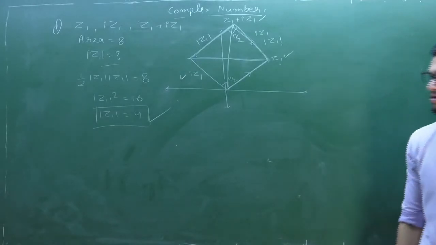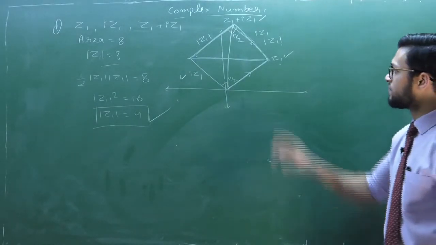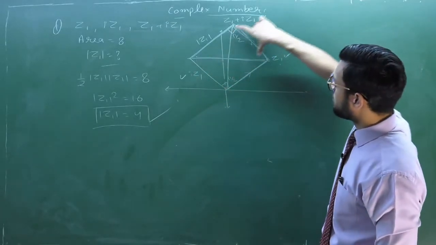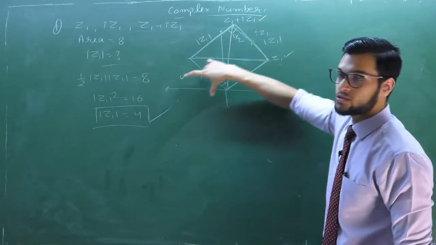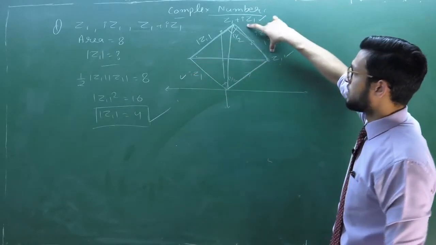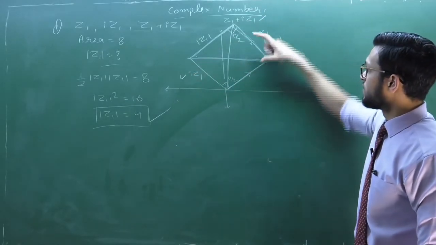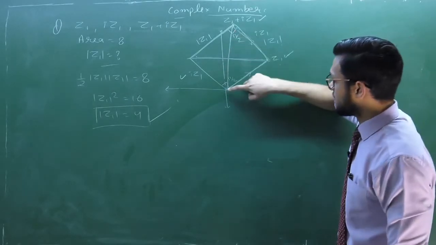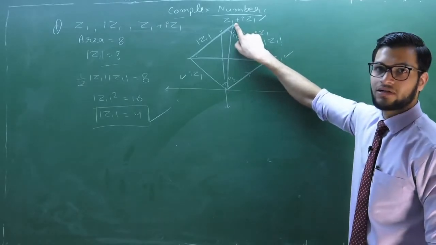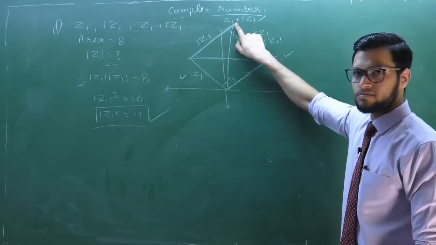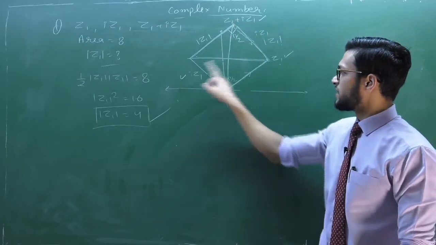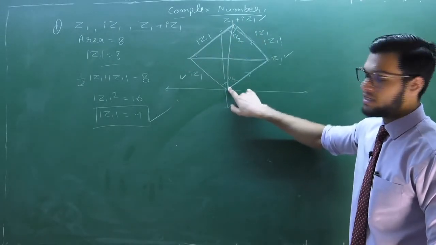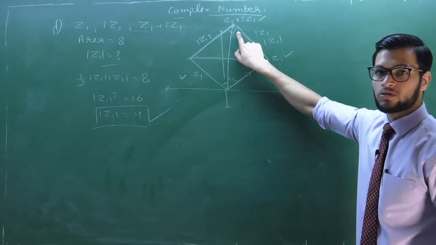Guys, is it clear for all? First we have z1, then we have iota z1. We can replace any vector which is parallel to this. So if we replace iota z1 here, then we have z1, iota z1. If this vector is z1 and this is iota z1, then this will represent z1 plus iota z1. So now we clearly have z1, iota z1, then z1 plus iota z1. If this angle is 90 degrees, this will also equal 90 degrees.